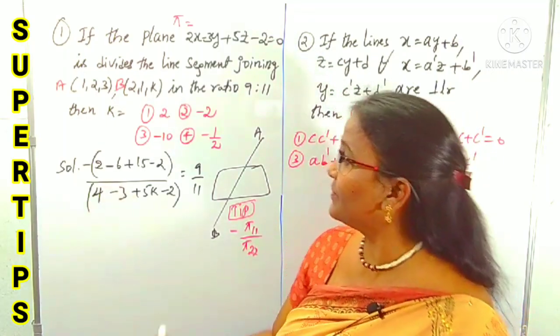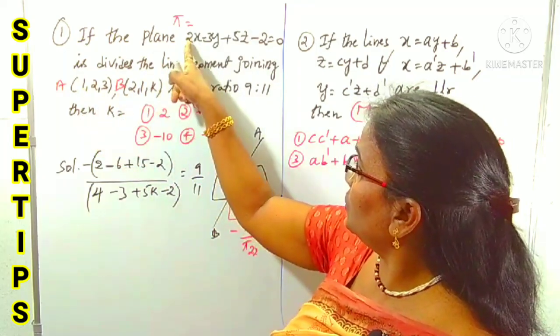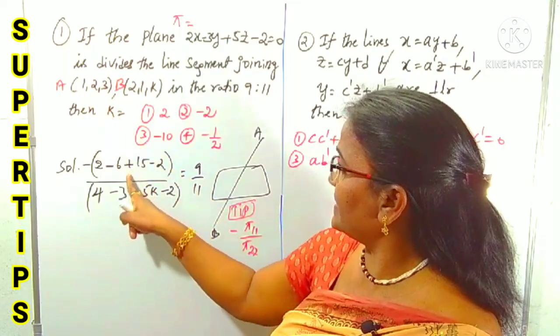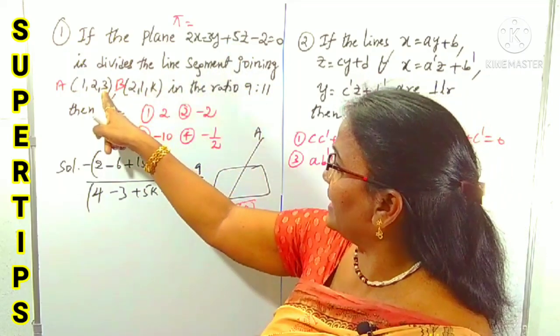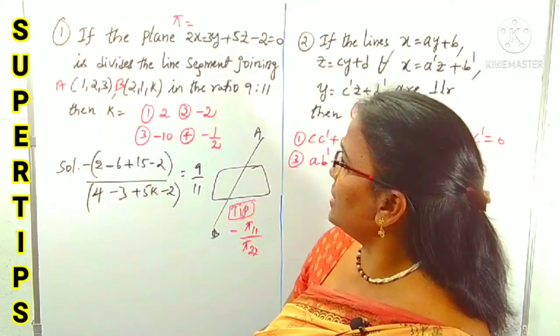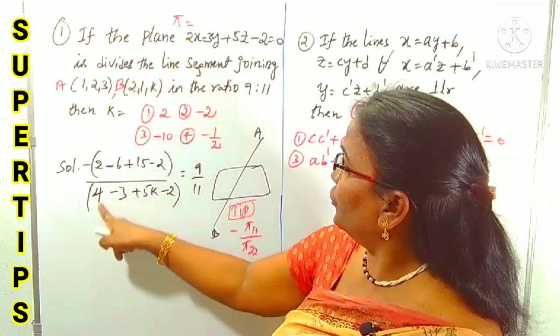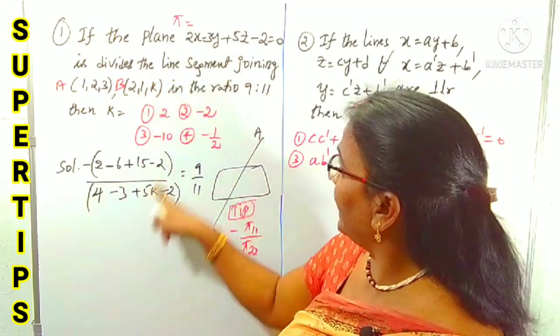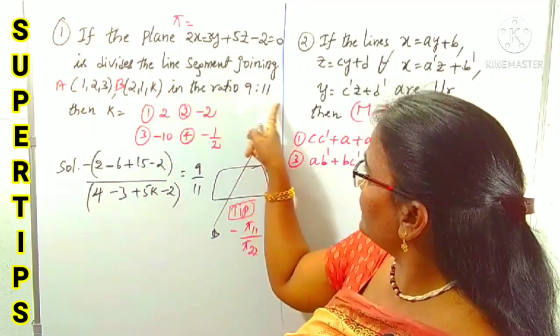That is all I did here. First, 1 into 2, 2 into 1, 2. Next, minus 3 into 2, minus 6; 5 into 3, 15, plus 15, but with minus 2. By the next denominator, 2 into 2, 4; minus 3 into 1, minus 3; 5 into k, 5k minus 2. That is given as 9.